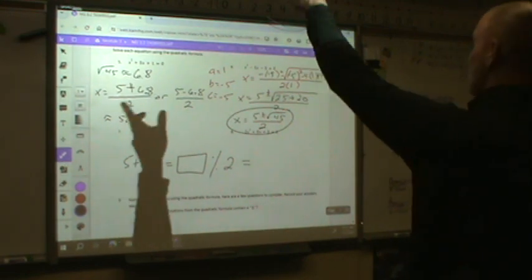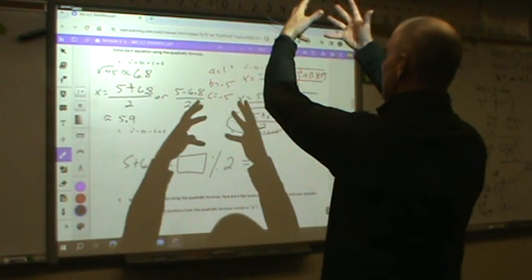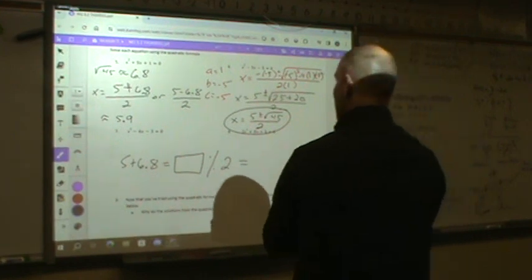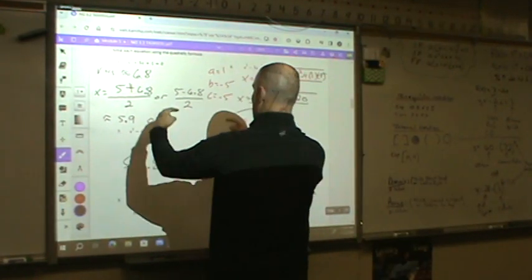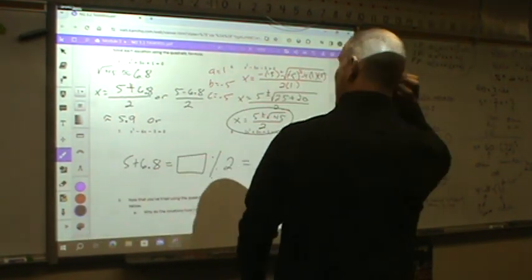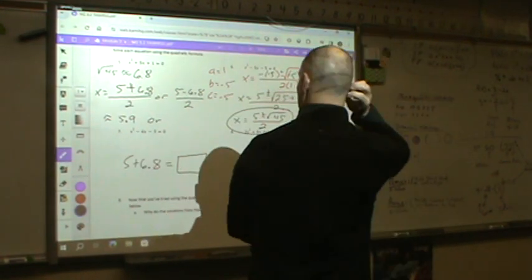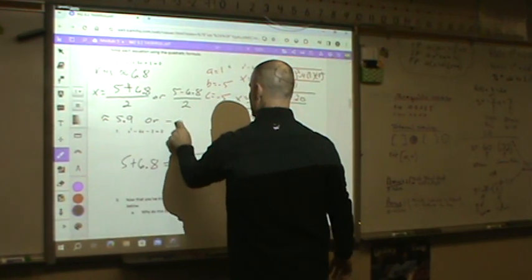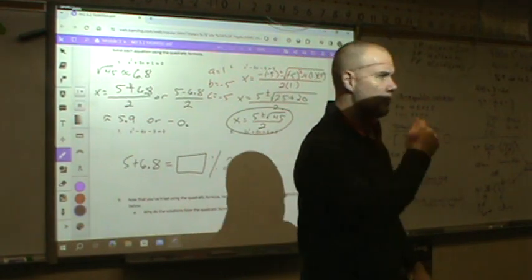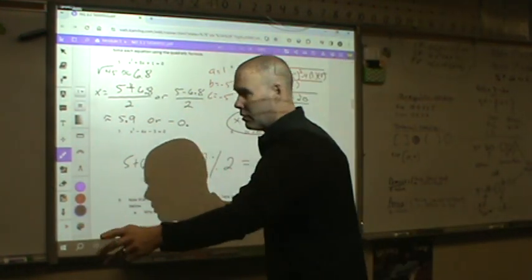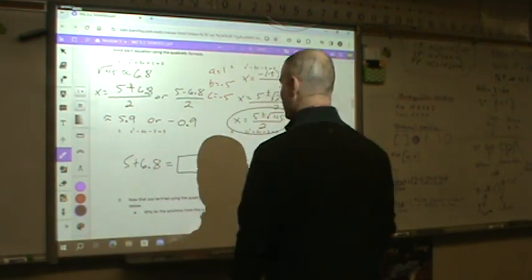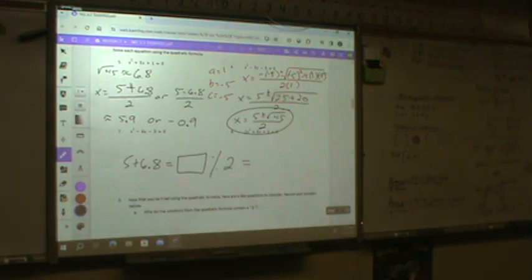We need to do the same thing with the other one, only now we're saying 5 minus 6.8. So now it's going to be a negative answer. Why? Because there's more negatives in the numerator than there is positive. So a negative divided by a positive is negative, and that's going to be 0 point something. What do we get there? 0.9. All right? Respectable. We can deal with that. Good job. So there's number 6.